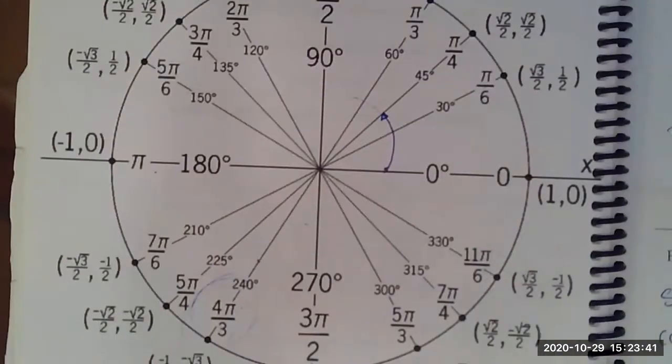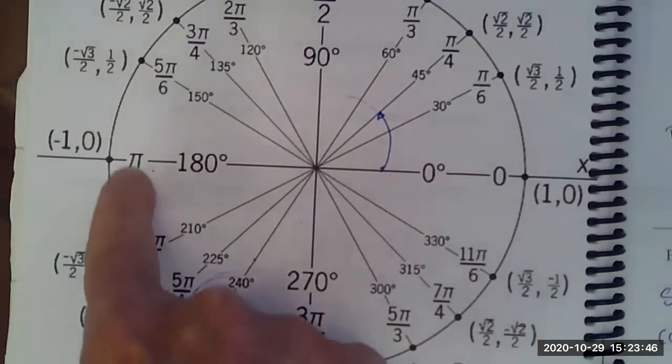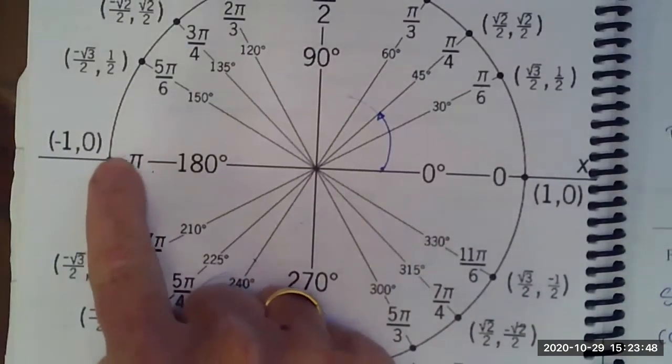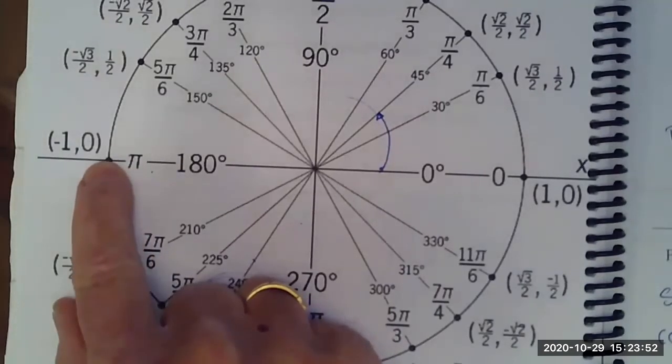Negative pi. Now, negative goes this direction. Okay, I'm stopping right here. All right, let's see. I'm thinking cosecant. That's what I'm looking for, which is the reciprocal of sine.